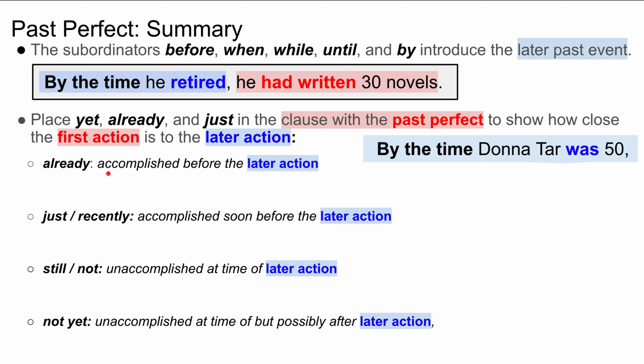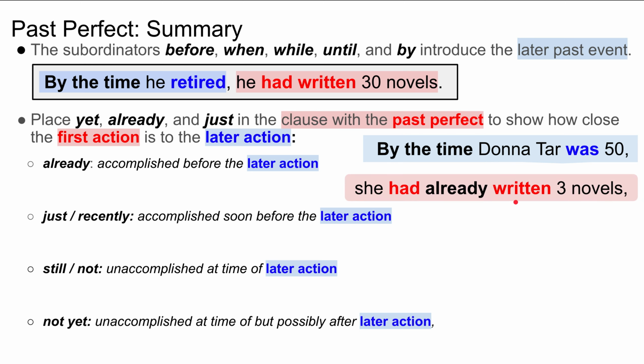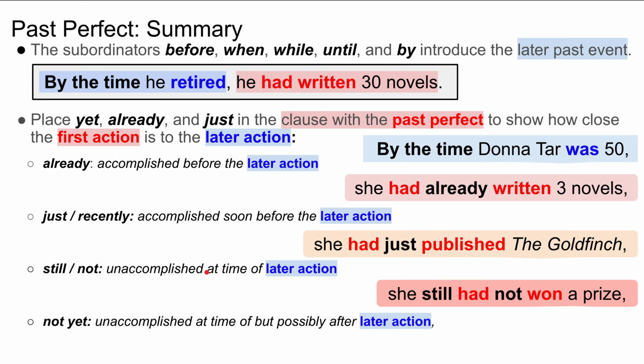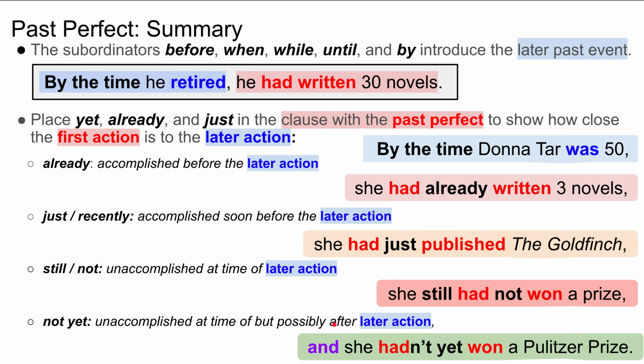We use already to discuss a first action accomplished before the later action. She had already written 3 novels. Use just recently to describe a first action that is accomplished soon before the later action. She had just published The Goldfinch. Use still and not for first actions that are unaccomplished at the time of the later action. She still had not won a prize. And use not yet for first actions that are unaccomplished at the time of, but possibly after, the later action. She hadn't yet won a Pulitzer Prize.